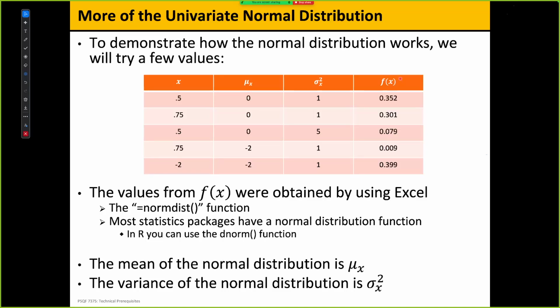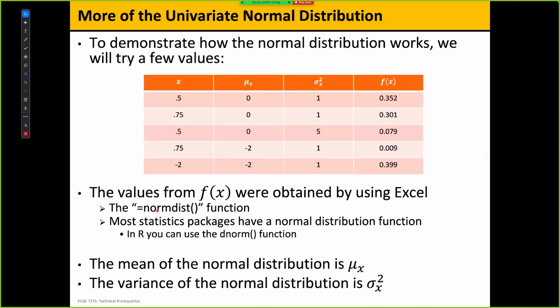All right. So to demonstrate how the normal distribution works, we're going to try it with a few values. The top two rows here are a standard normal distribution. We call it a standard normal distribution, meaning it has a mean of 0, variance of 1. That term standard really just means standardized. The height of 0.5 is 0.352. The height of 0.75 is 0.301. So you'd say that the 0.5 is slightly more likely to be observed than the 0.75 in terms of the height the distribution returns.